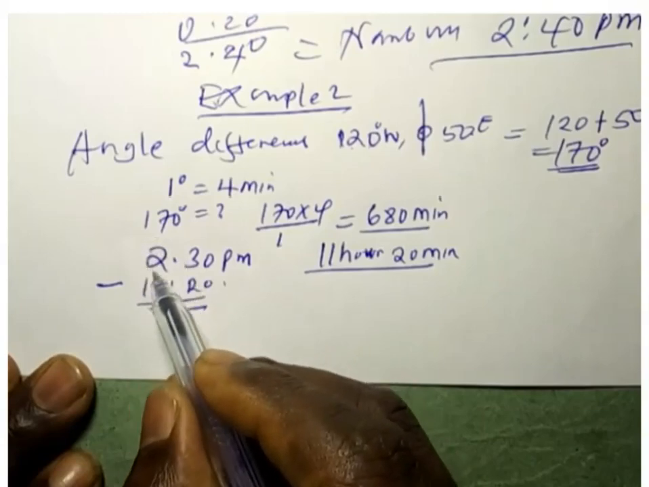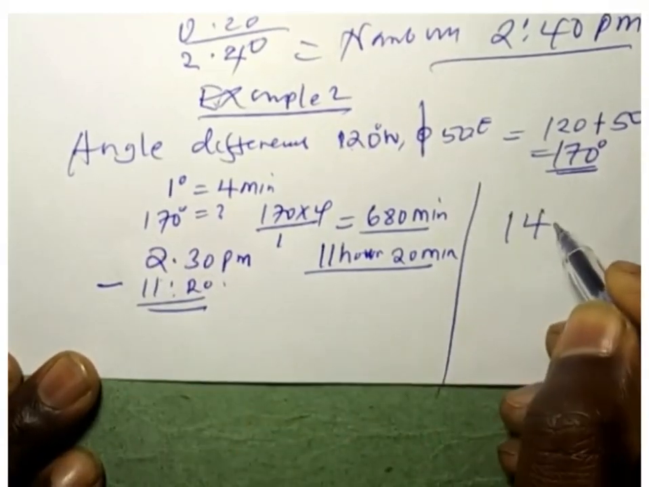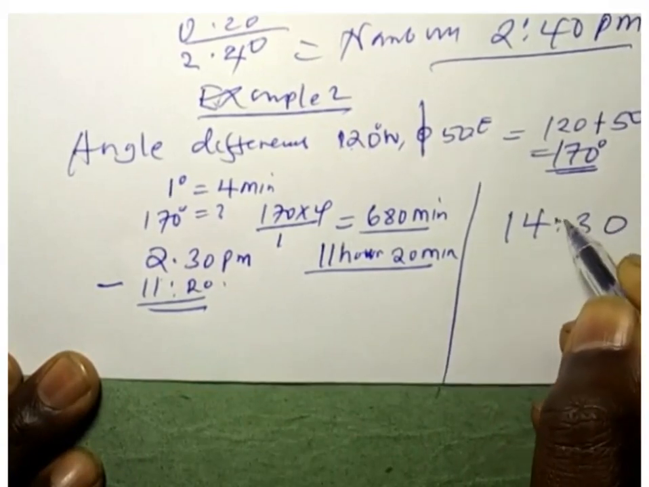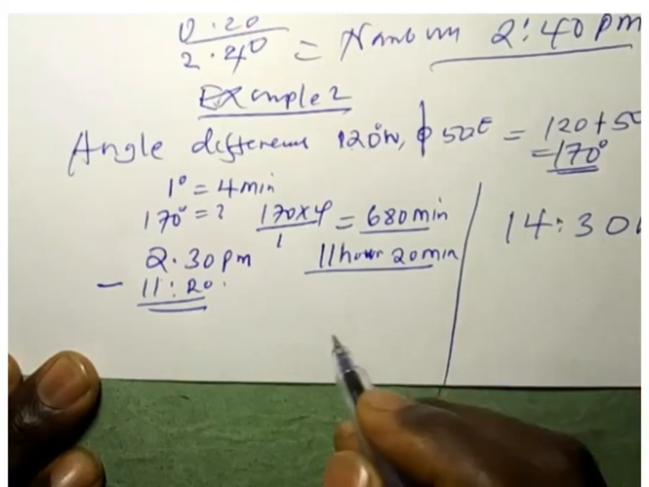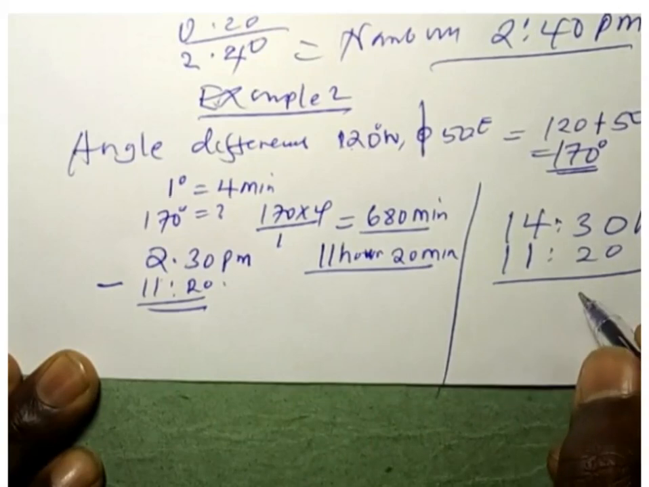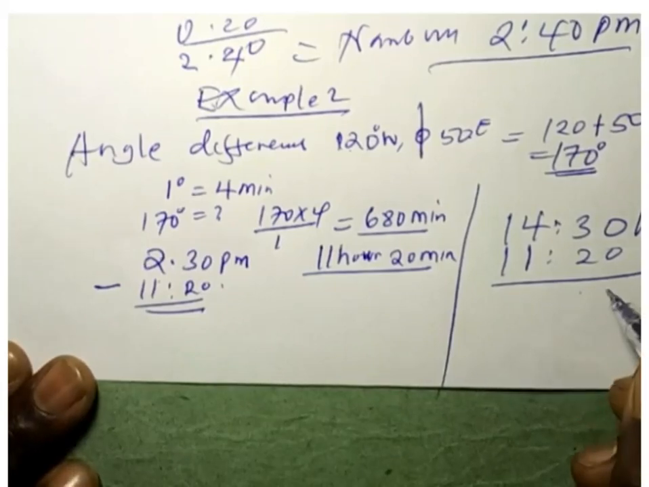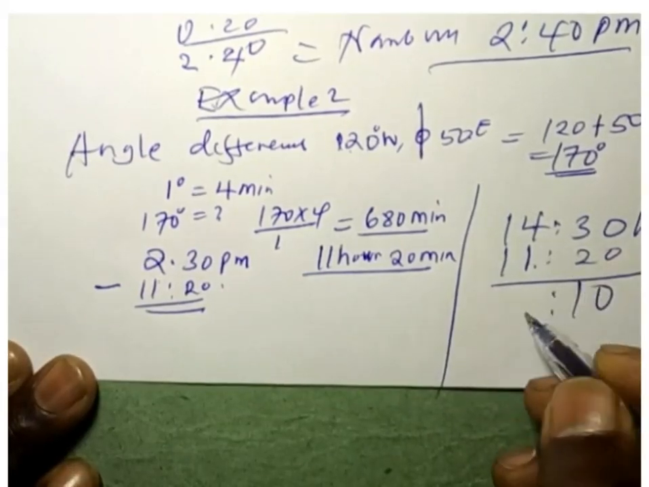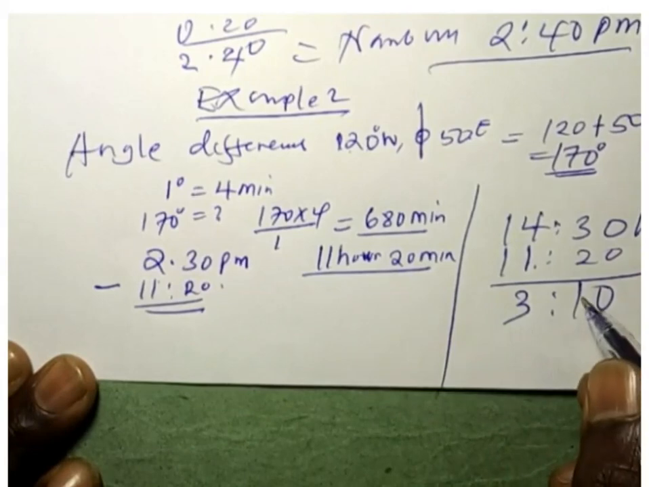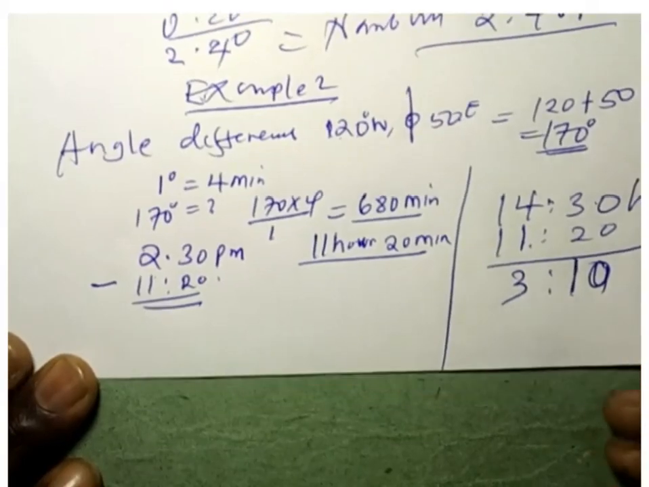So change this time into 24 hours. So that one will be 14:30 hours, right? And then we will subtract 20 minutes. This one will be 10. 4 minus this one will be 3. So remember, this was PM. So this one most probably is AM.